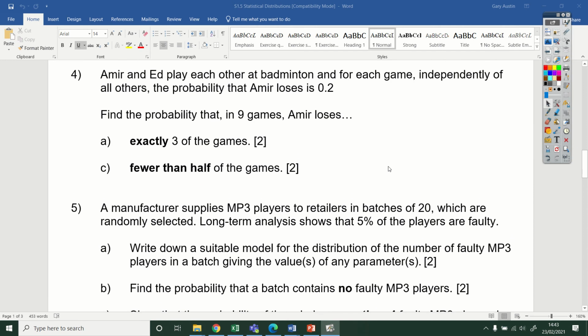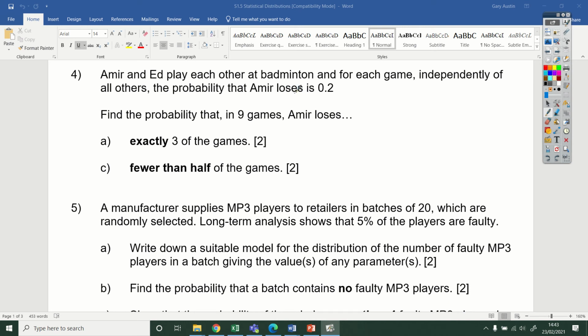Okay, moving on to question 4. So this is going on to the binomial half of the assignment. These questions are to do with the binomial distribution. We've got Amir and Ed playing each other at badminton, and for each game, independently of all others, the probability that Amir loses is 0.2.